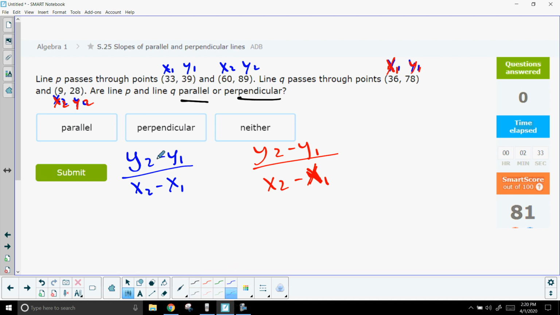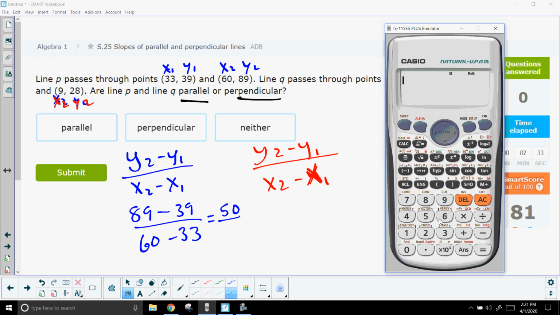All right. y2 is 89 minus 39, over 60 minus 33. Okay, plugging things in. 89 minus 39, I guess that's about 50. 60 minus 33, pretty sure that's 27. Let's check. Ah, I was right, 27.